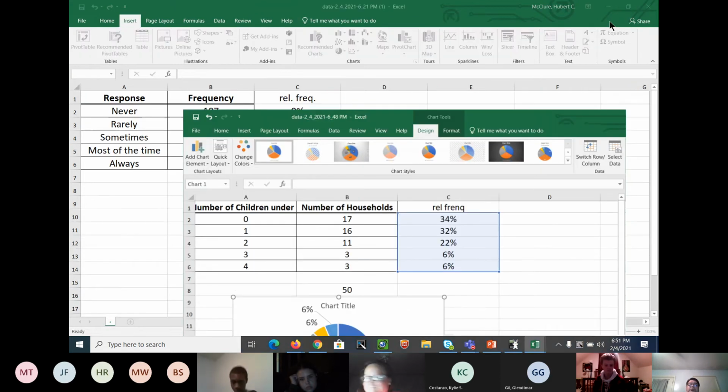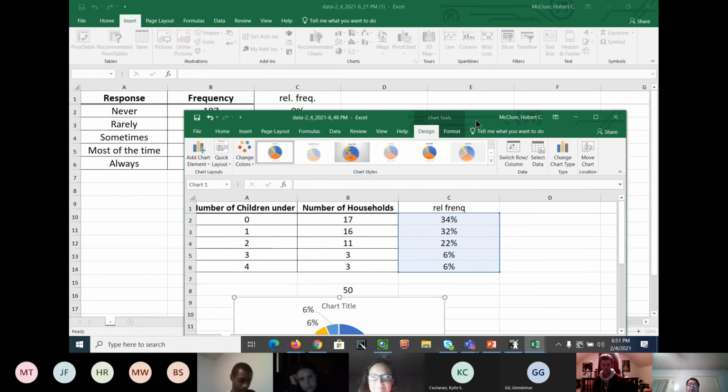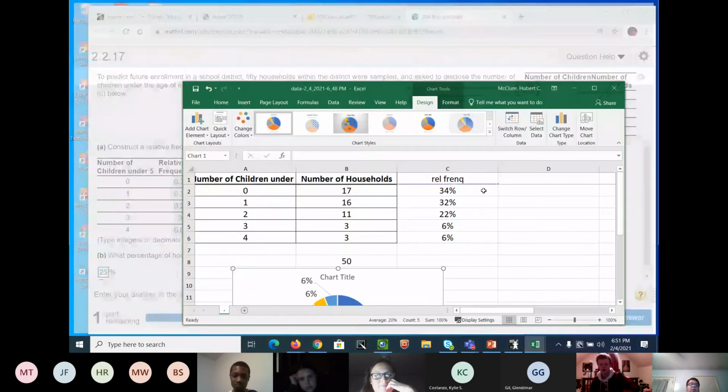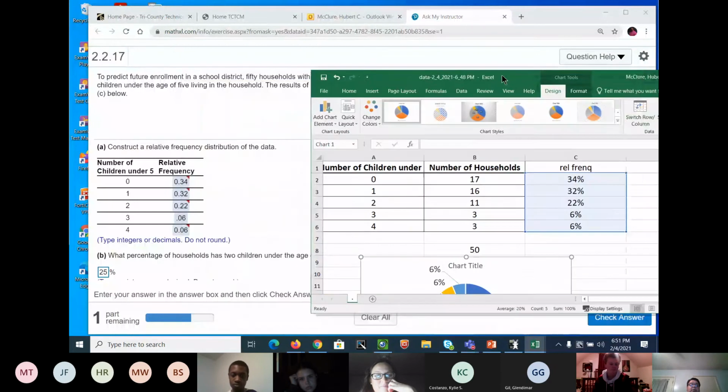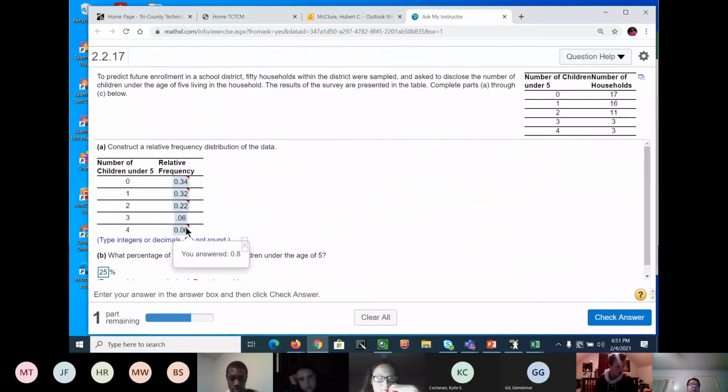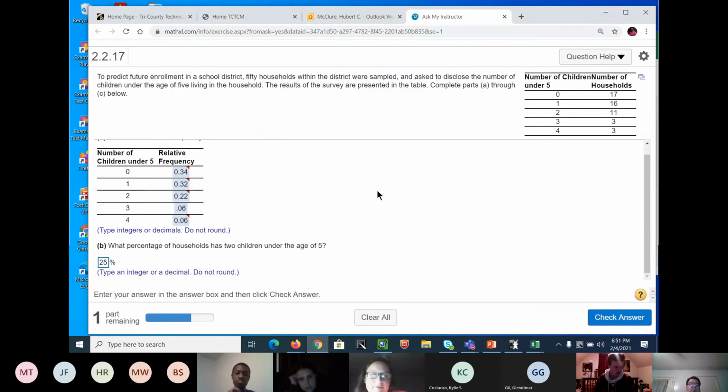All right, well, let's look and see. There is the easiest thing, and I have a problem with it. I'm trying to find your problem. There it is. 0.34, 0.32, 0.22, 0.06, 0.06. Yeah, you were way off. Yeah. That's before I figured out how to do it.